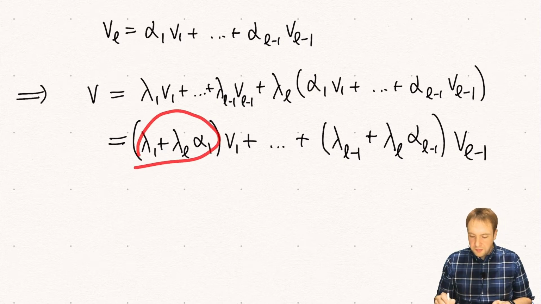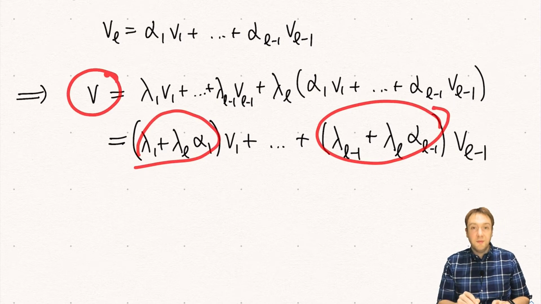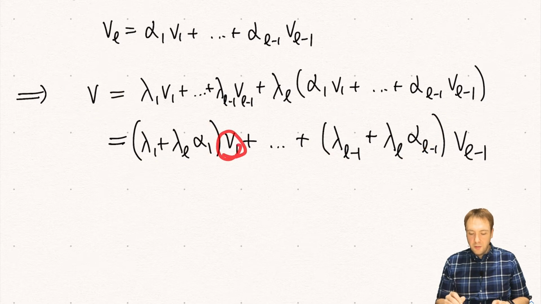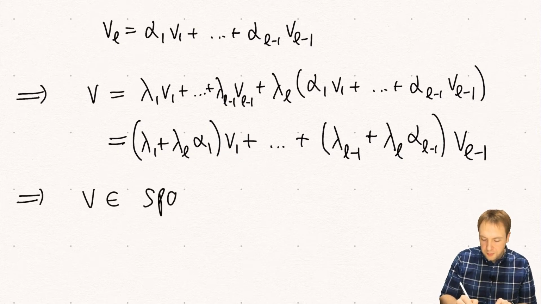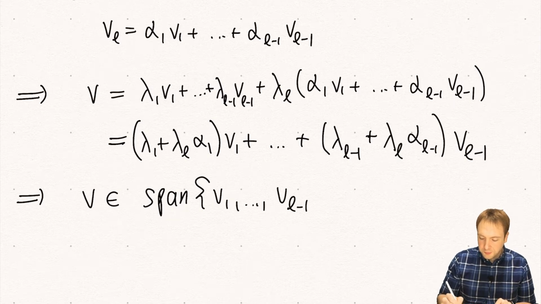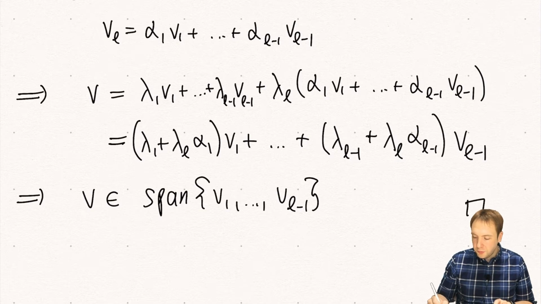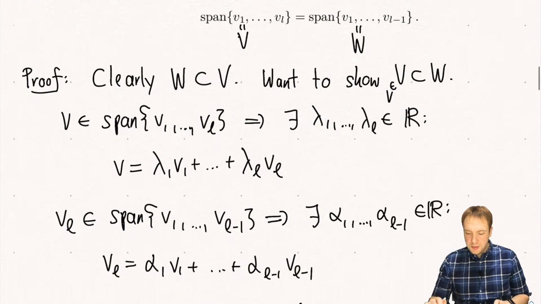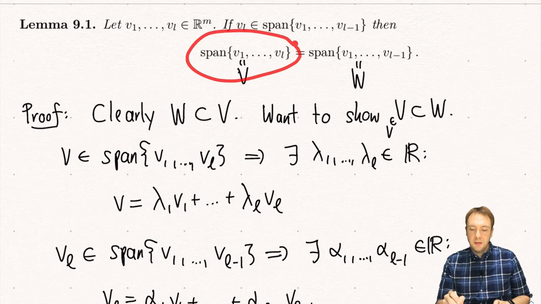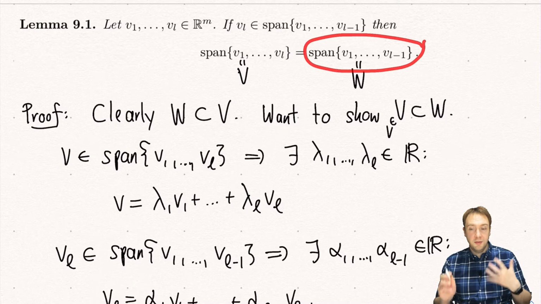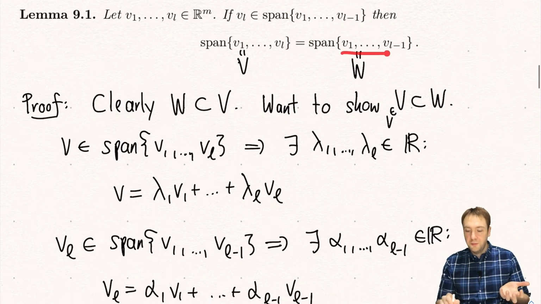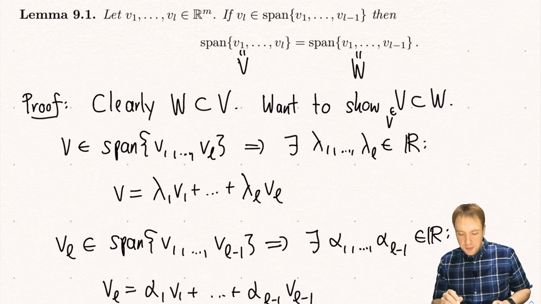So these are just some numbers, and the statement is that this v is now a linear combination of V1 up to VL minus 1, and therefore this v is also contained in the span of these first L minus 1 vectors. And this is what we wanted to show, because we wanted to show that any element here, which is a linear combination of all of them, is already contained here in the space of all linear combinations of the first L minus 1. Okay.